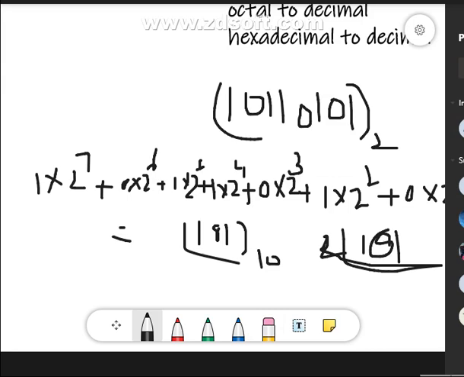Okay, in this class up to now we have discussed. In the next class we are going to see how to convert octal to decimal and hexadecimal to decimal. Okay.